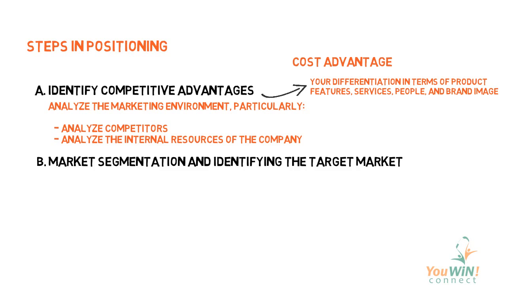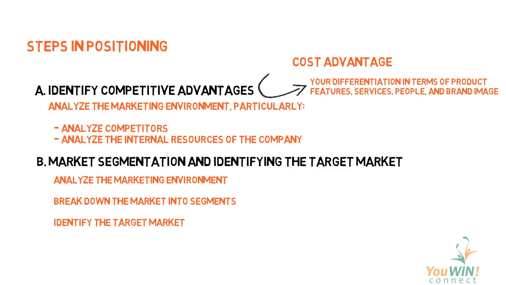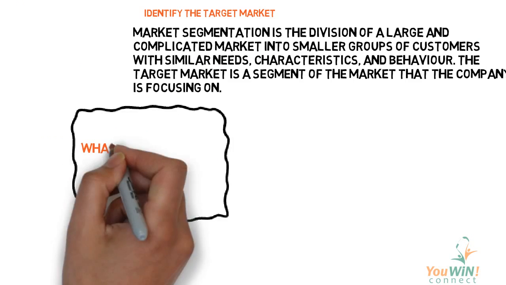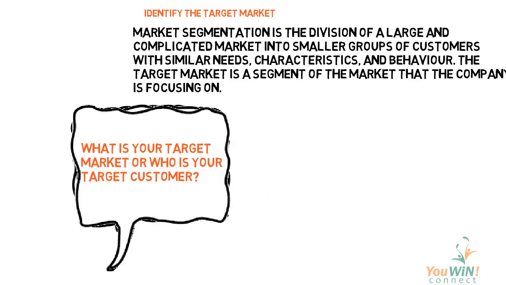And the steps to doing this are, firstly, analyze the marketing environment. Secondly, break down the market into segments and then identify your own target market. Again, market segmentation is the division of the large and mostly complicated market into smaller groups of customers with similar needs, characteristics, and behavior. The target market is a segment of the market that your business has chosen to focus on.